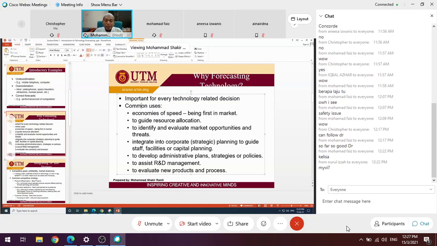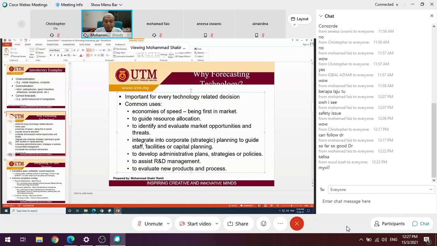And next, to guide resource allocation, where you want to make investment and why, how much, especially in investment. You have to focus. If you want to make more money, you have to foresee what will happen to your investment. Resource means not only money, but also manning, the human resource, where you want to allocate your people, your workers, and so on. To identify and evaluate market opportunities and threats.